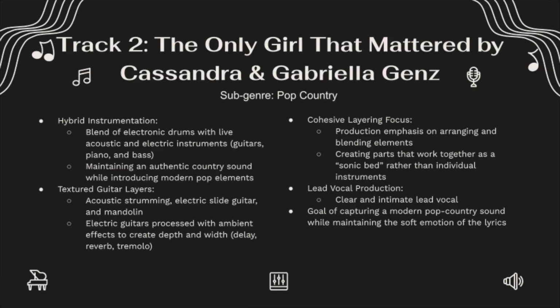The second track, The Only Girl That Mattered, I co-wrote with my sister Cassandra Gens. It blends electronic drums with acoustic and electric guitars, mandolin, piano, and bass. The main focus was on making the individual layers work together as a unified background. Layers of slide guitars, acoustic strumming, and electric guitars processed with ambient effects are used to create movement and texture. The vocals, like in pop folk, are mixed to sound clear and intimate. The ultimate goal was to capture a modern pop country sound while maintaining the soft emotion of the lyrics.